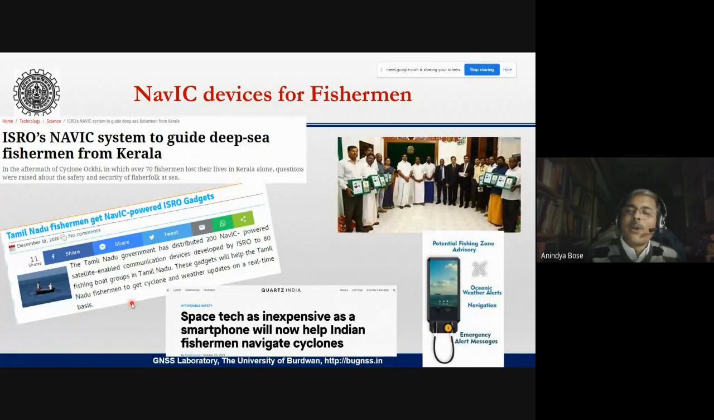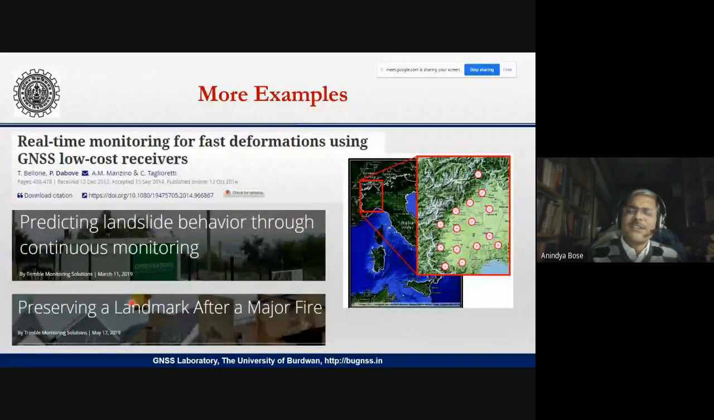We will show our own device, which we have come out with in a much cheaper and much smaller version. More and more examples are there. The only limit is imagination. You know your location, so you can use your location in whatever requirement you want. Real-time monitoring for fast deformations using GNSS low-cost receivers.